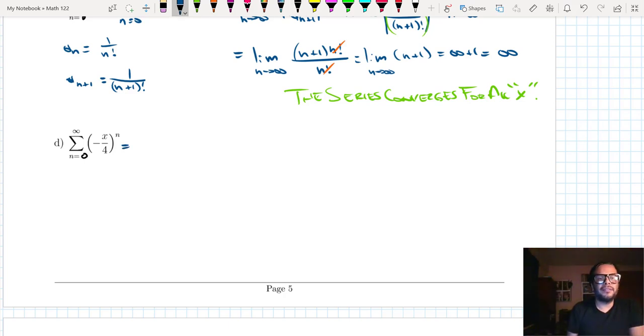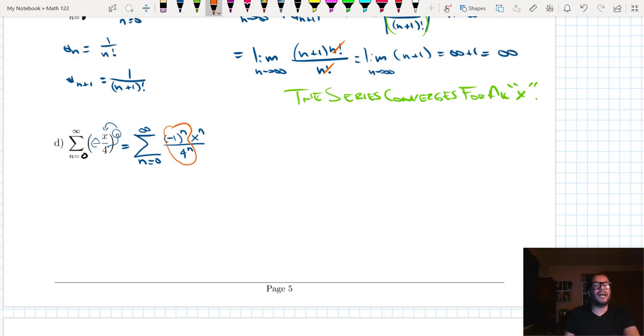So this series is the same as saying the sum from n equals 0 to infinity. This negative to the n is the same as saying negative 1 to the n power, and then x to the n divided by 4 to the n. So we are going to focus only on the part that doesn't have x's. That is going to be our a sub n.